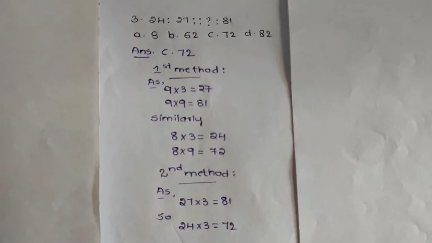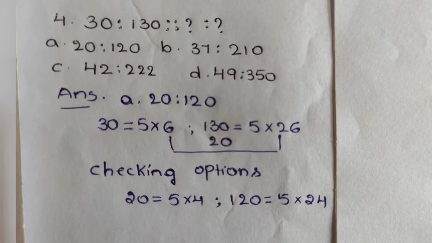Now coming to the fourth question, that is 30 is to 130. Similarly, we have to find out the whole second set. So here they have given the first set and we are asked to find out the second set completely. So the options are 20 is to 120, 37 is to 210, 42 is to 222, 49 is to 350.